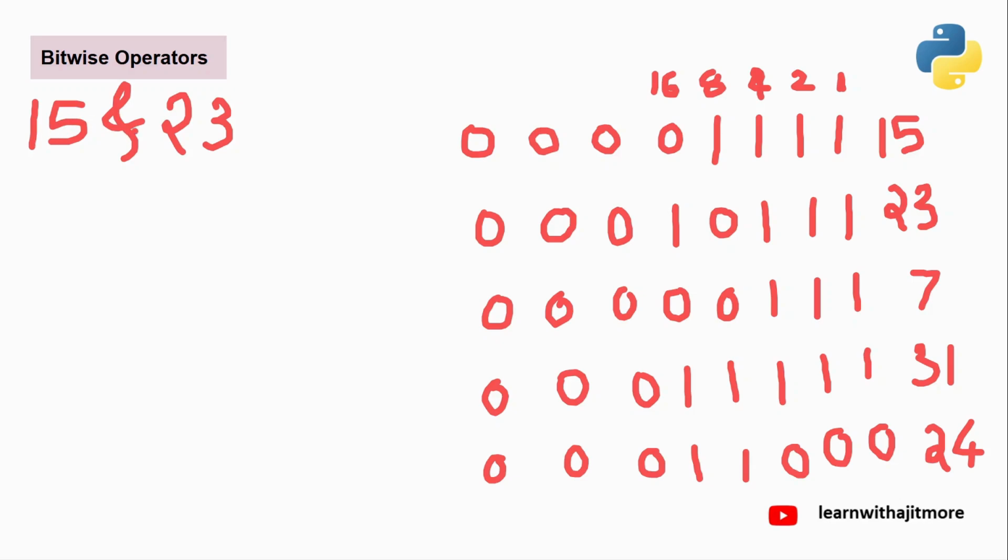यू टेक 15 एंड -23, ऐसे करके देखो. एक नेगेटिव एक पॉजिटिव, या दोनों नेगेटिव ट्राई करके देखो. जस्ट फॉर योर प्रैक्टिस, योर कॉन्फिडेंस. ठीक है? Is it clear? Now you can cross verify this answer.